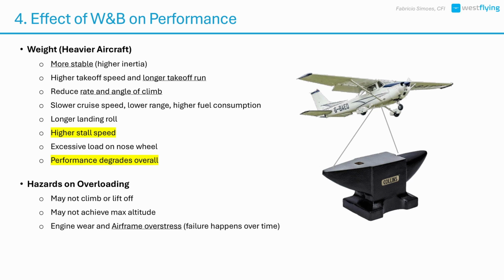Also, heavy aircraft can overstress components like the nose wheel on landing and taxiing. Overall, a heavier airplane performs worse than the same airplane with a lighter load. If overloaded, an airplane might not even be able to climb or reach a safe altitude, and repeated overloading leads to long-term structural wear that can ultimately cause failures.